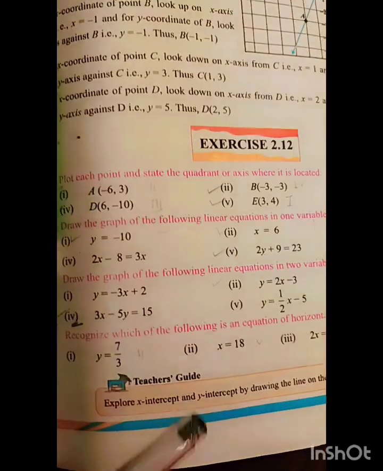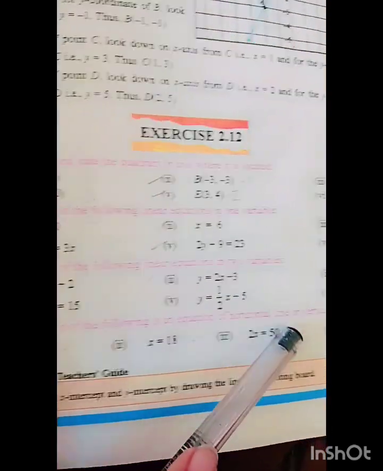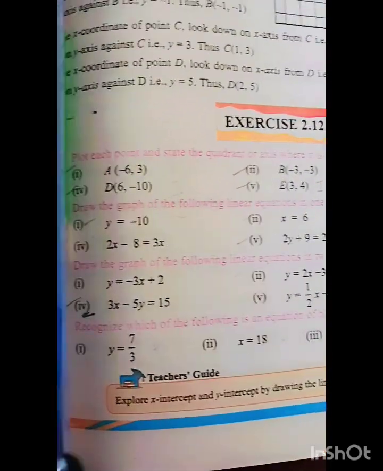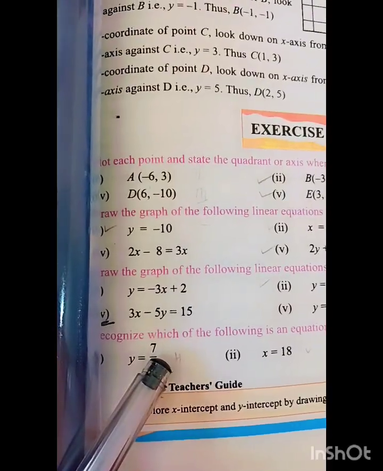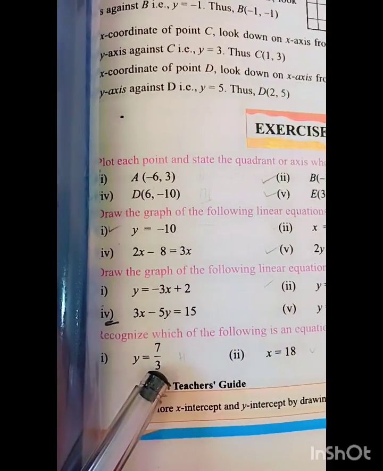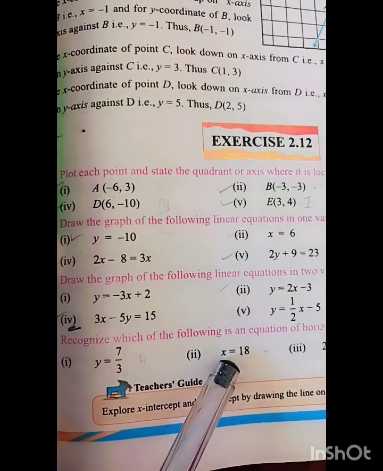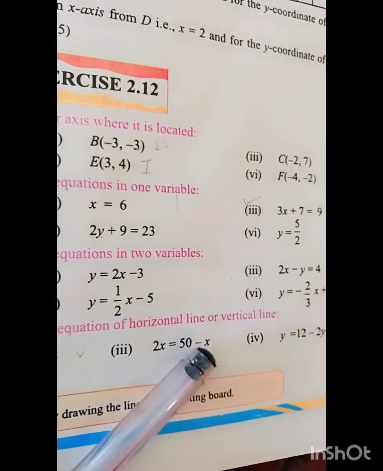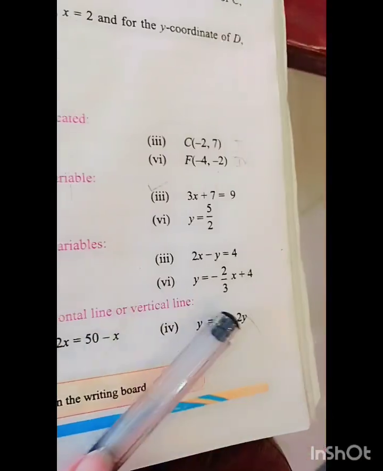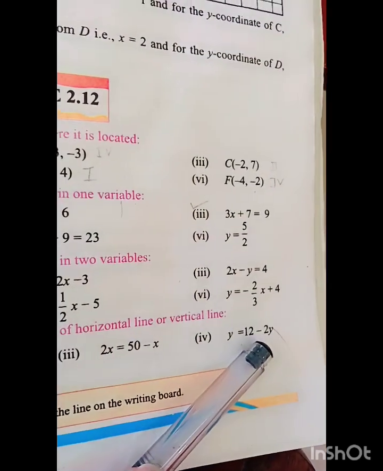Okay, now question 4 is to recognize which is the equation of a horizontal line and which is a vertical line. As you know, this is a y equation. It will be shown as a horizontal line. x equals 18 will be shown as a vertical line. This is an x equation, it will show a vertical line, and this is a y equation, it will show a horizontal line.